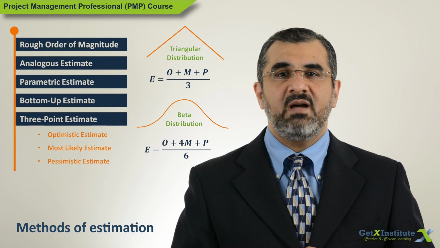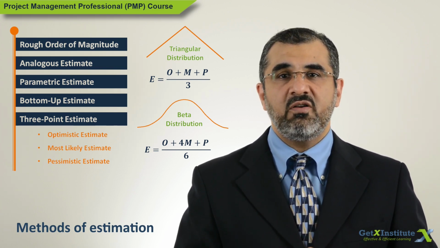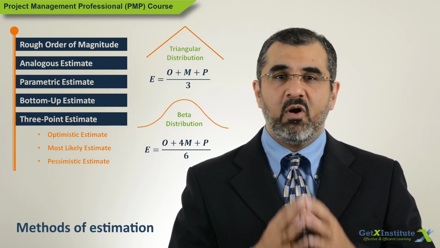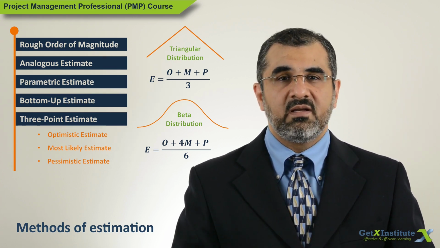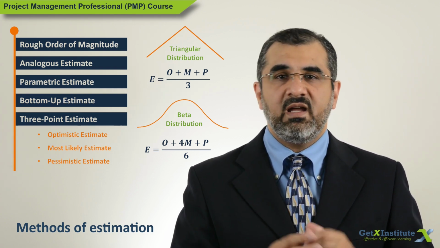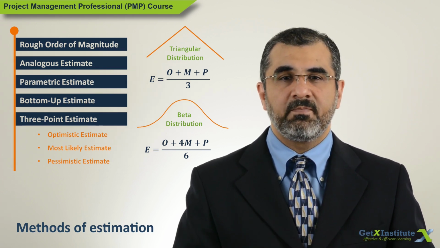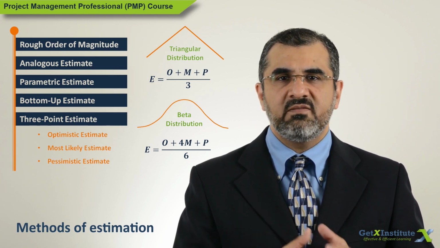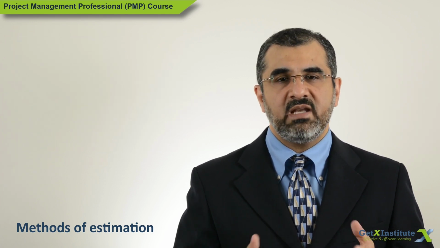So to wrap up, I presented 5 different methods of estimation. Rough order of magnitude is the roughest and quickest method, while bottom-up estimating is the most time-consuming but highly accurate method. 3-point estimating is used when uncertainty is high, while analogous is used when a previous similar example is available. And the parametric estimate is used when historical as well as variable data is available and there is a statistical relationship that exists between them.